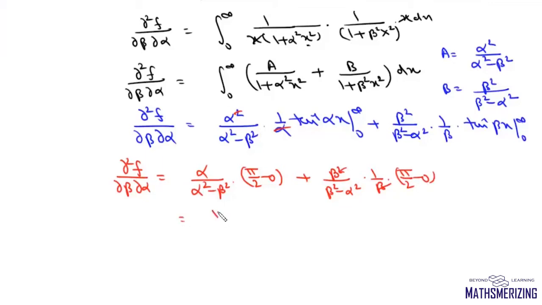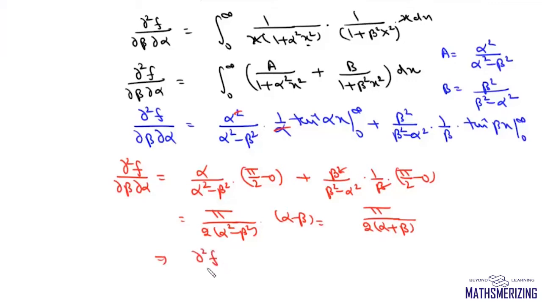So we'll take pi upon 2 and alpha square minus beta square common, and here we'll get alpha minus beta. So we'll cancel this alpha minus beta. We'll get this as pi upon 2 into alpha plus beta. So the differential equation that we have here is del square f upon del beta del alpha, let it be pi upon 2 into alpha plus beta. Now we'll integrate this function with respect to beta.